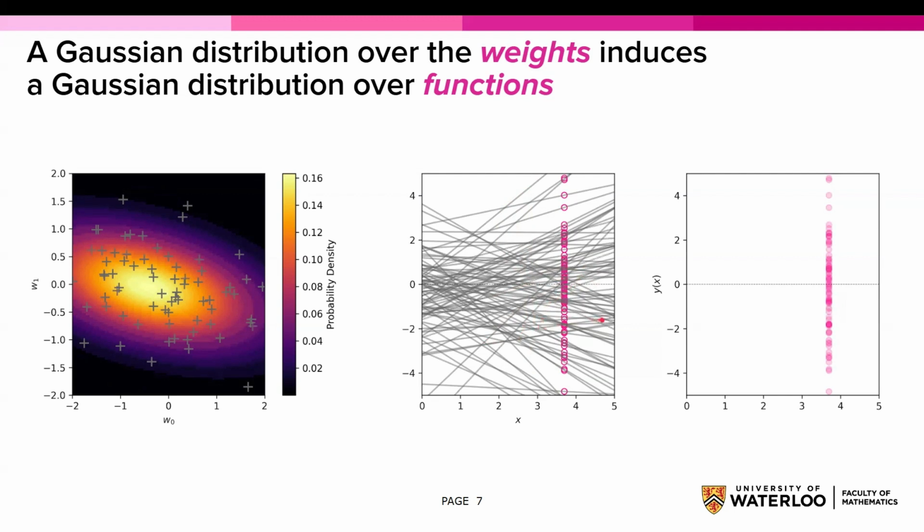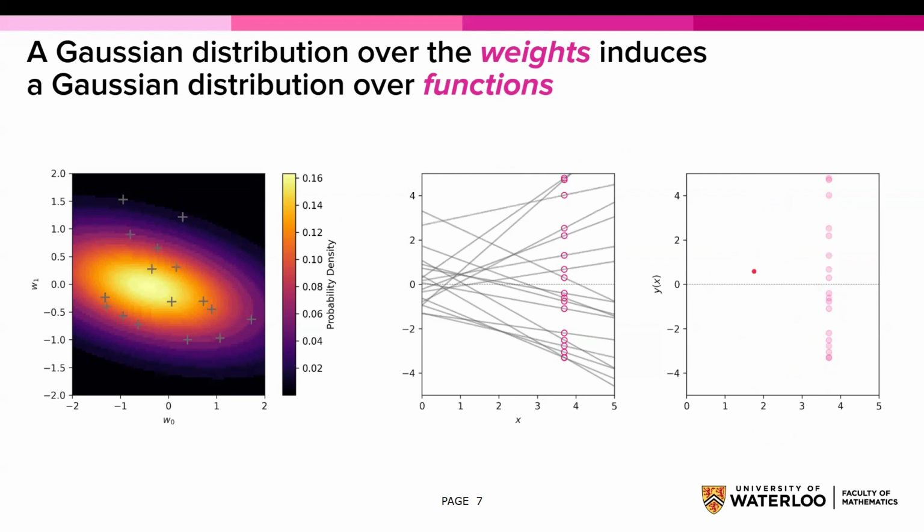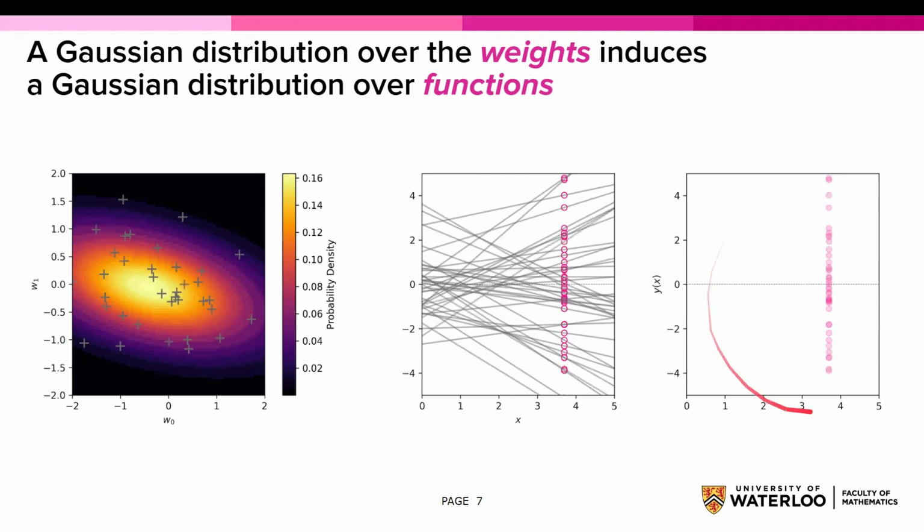But here's the crucial part. Because each set of weights was drawn from a Gaussian distribution, the resulting function values over here are also going to follow a Gaussian distribution. So this is a key property. Since any linear combination of Gaussian distributed variables results in another Gaussian distributed variable, the function values y are themselves Gaussian distributed.